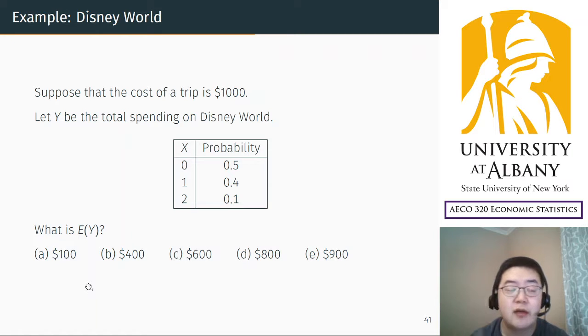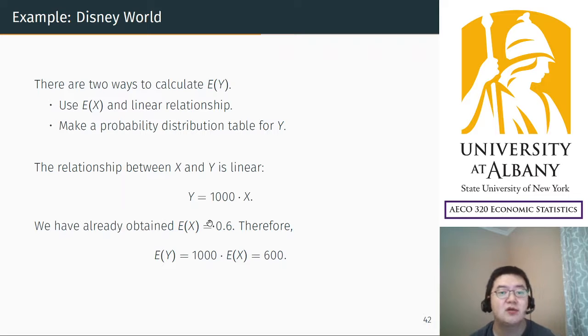So you now have to finish answering this question. And there are two ways to calculate that expectation. First method is to use the expectation of the original random variable and using the linear relationship between x and y. And the second method is to make a new probability distribution table for the new random variable y and recalculate the probability weighted outcomes. And let's take the first method first.